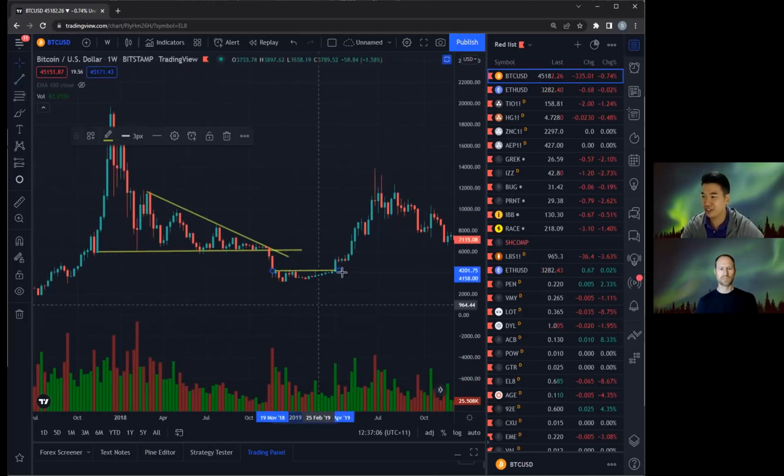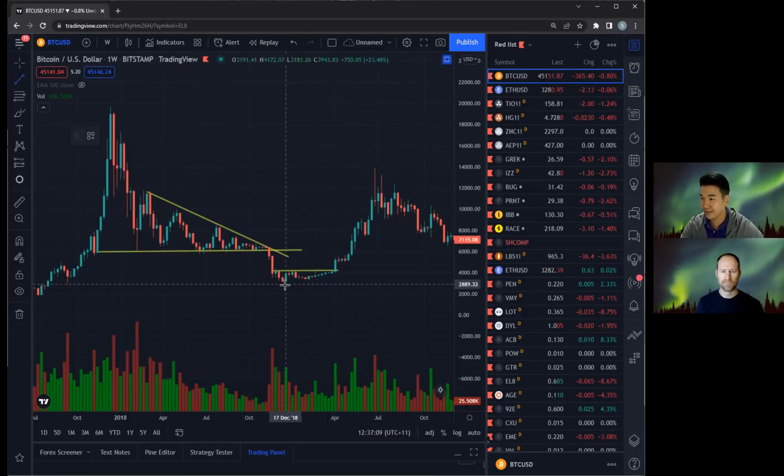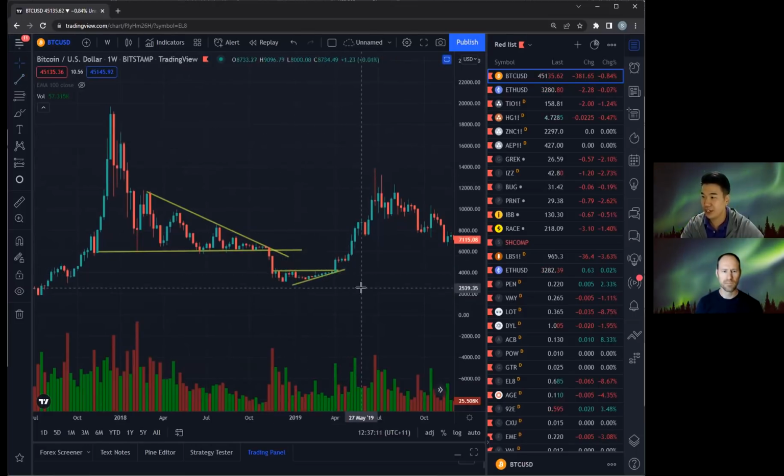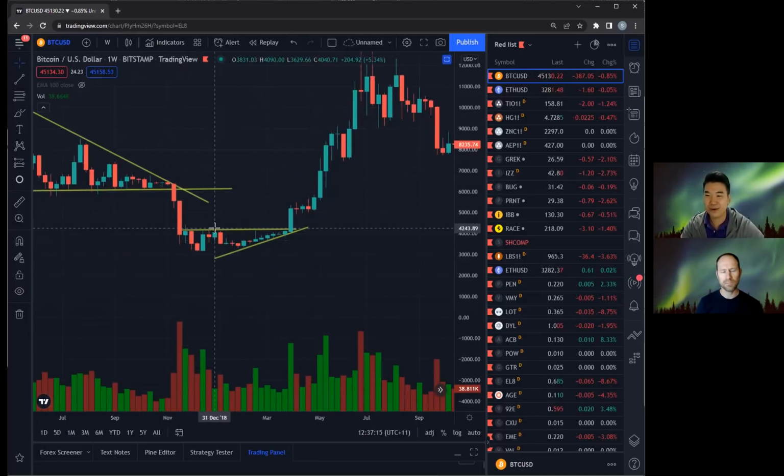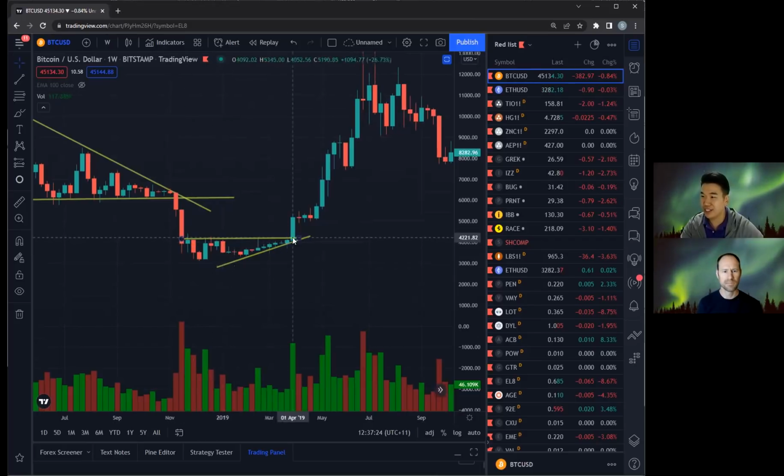Another really interesting thing is the Heikin Ashi monthly, which is forming and turning into green. By the way, I don't invest in Bitcoin, I've never invested in Bitcoin, but this is where I can demonstrate chart reading. So you can see this triangle form.